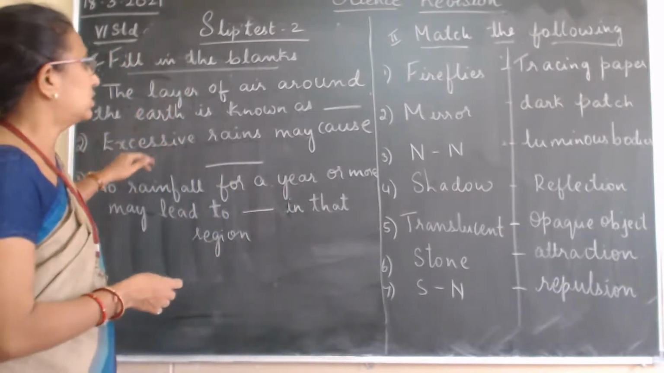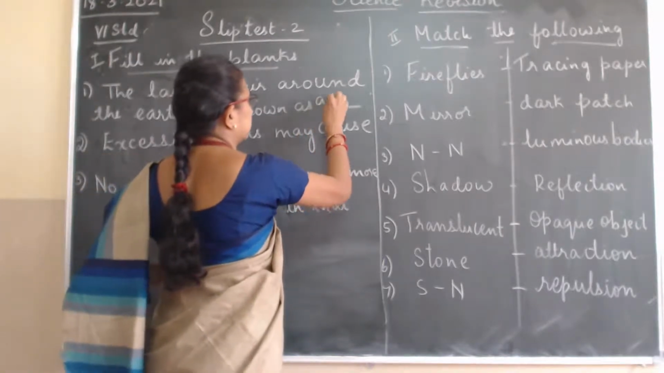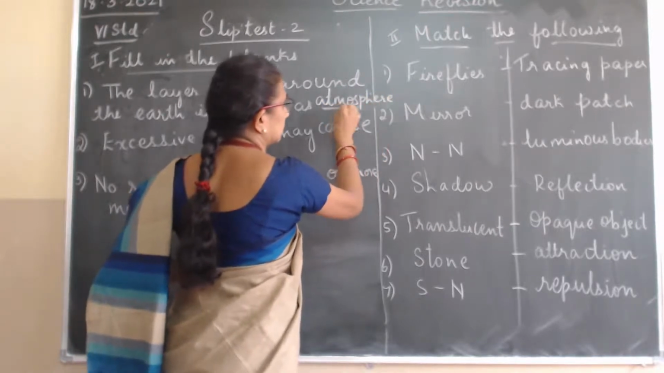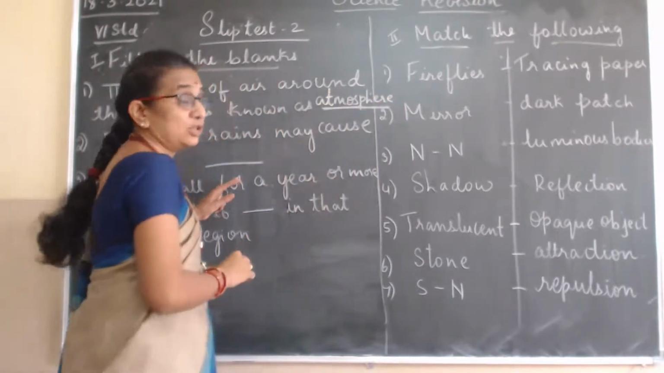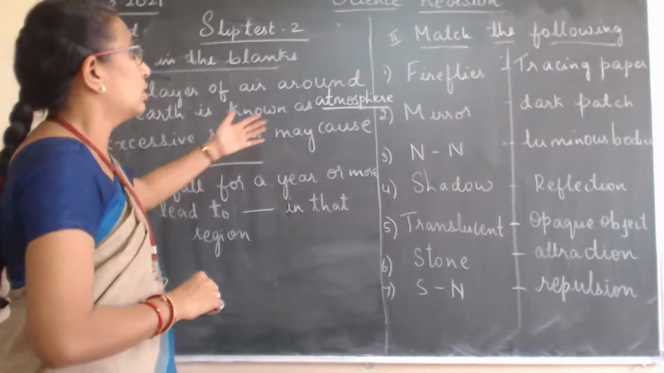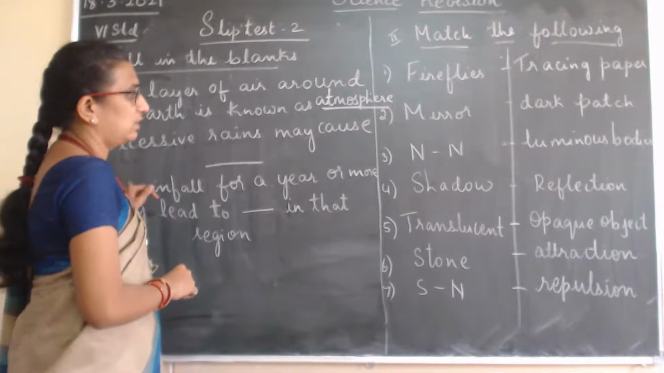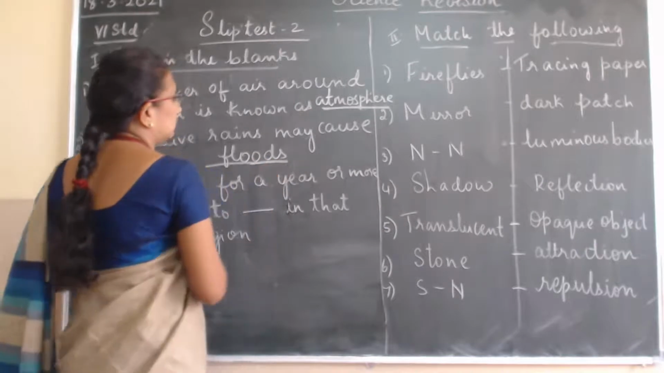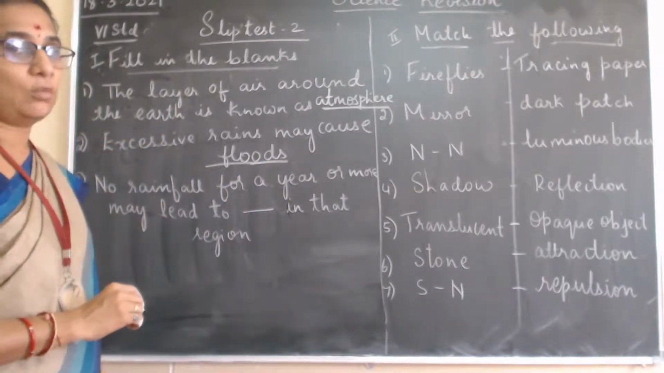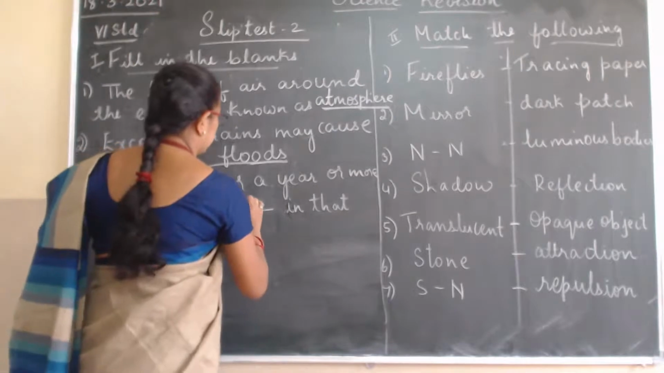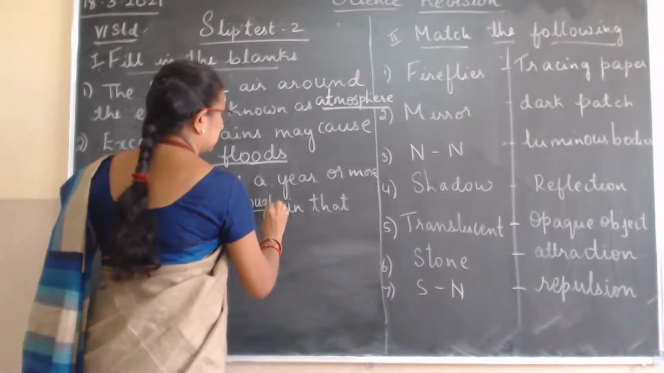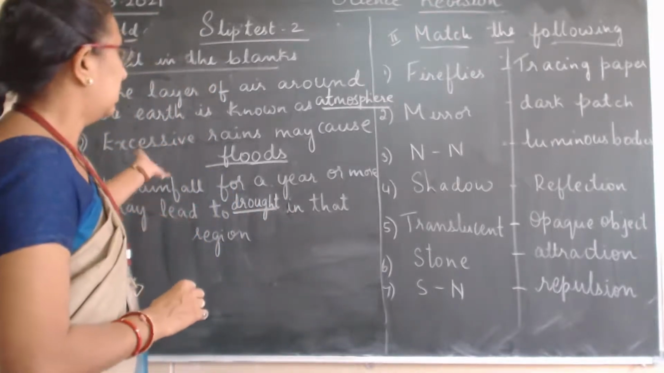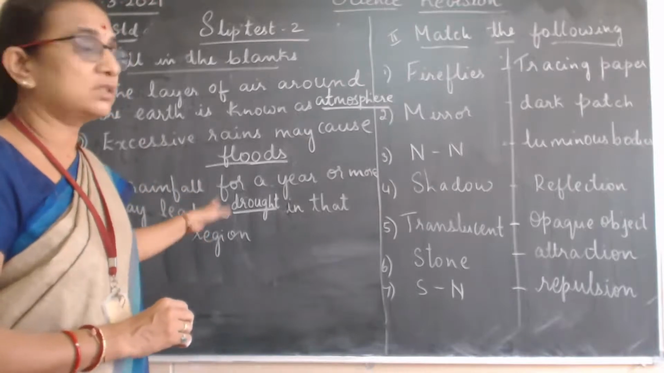The layer of air around the earth is known as atmosphere. Okay, just correct the spellings also. If you know the answer and make mistakes in spelling, that is not good, so write the spellings correctly. Excessive rains may cause floods. Now, no rainfall for a year or more will lead to drought. These are the remaining items which I took yesterday. Okay, write down the answers. If you have made mistakes, correct them.